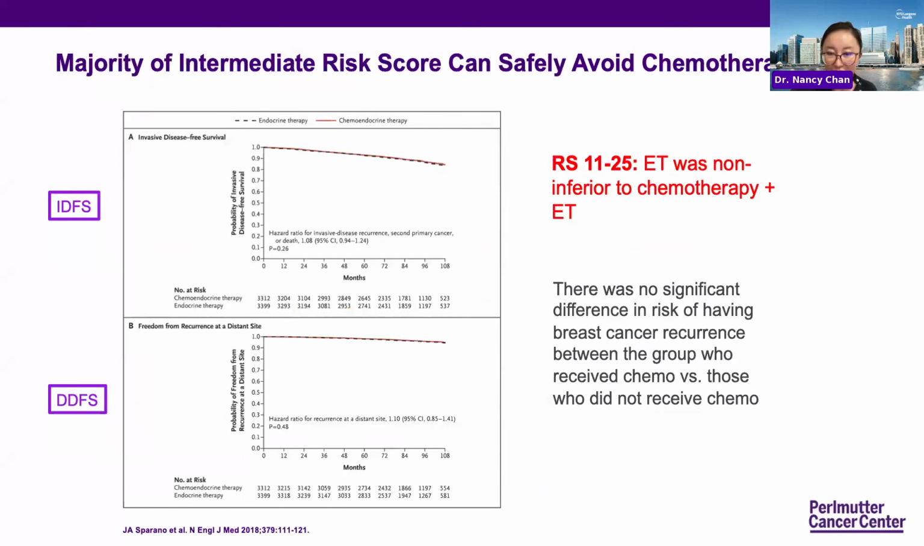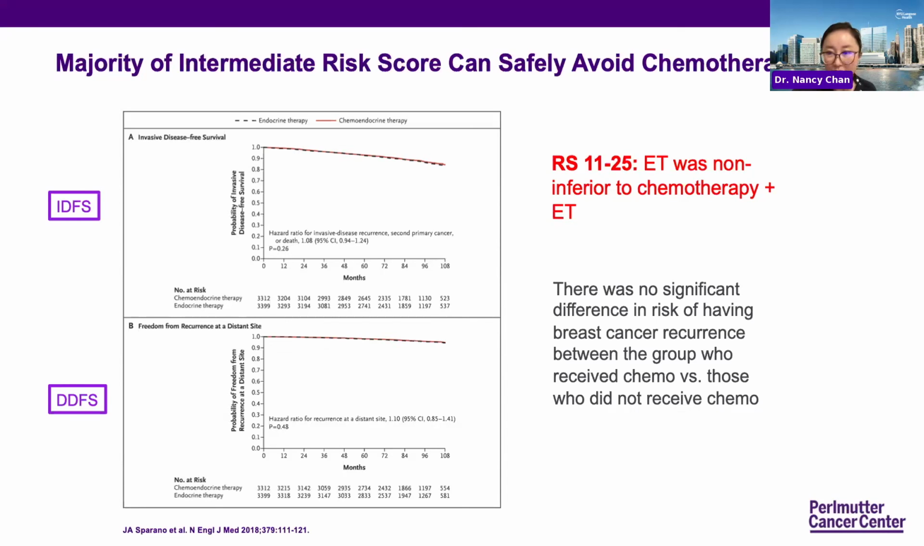These are the invasive disease-free survival and distant disease-free survival curves. It looks like each graph has only one survival curve, and that is because whether you received chemotherapy or not, you had a similar survival. And therefore, the conclusion from this large clinical trial is that the majority of intermediate risk patients can safely avoid chemotherapy. This was a transformative clinical trial, which saved many thousands and thousands of women to come from systemic chemotherapy that they really didn't need.